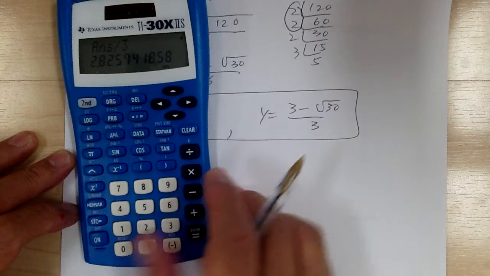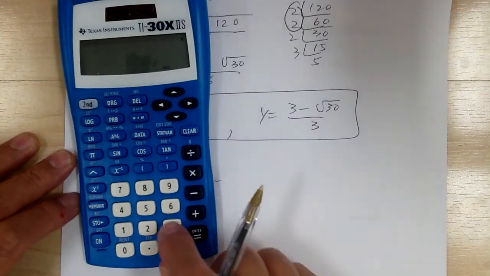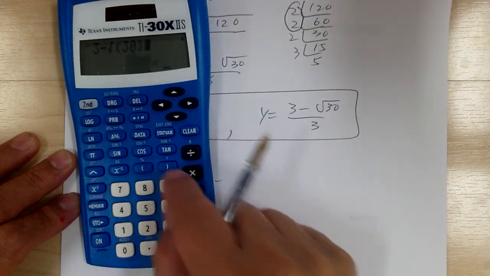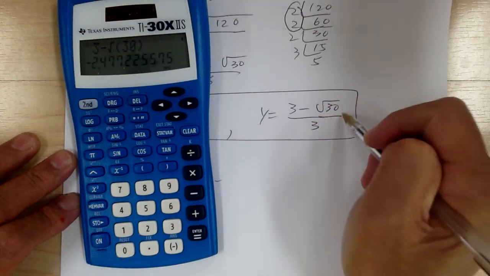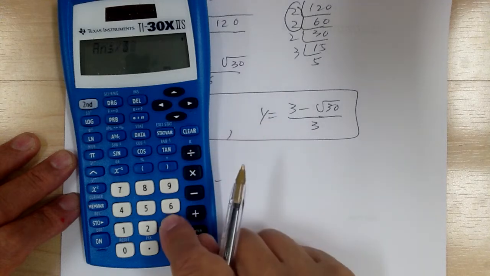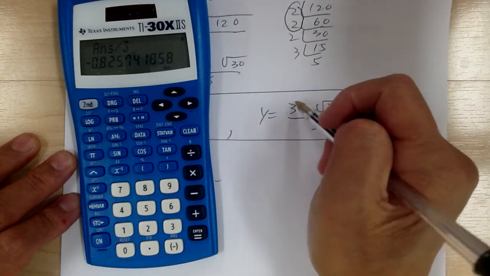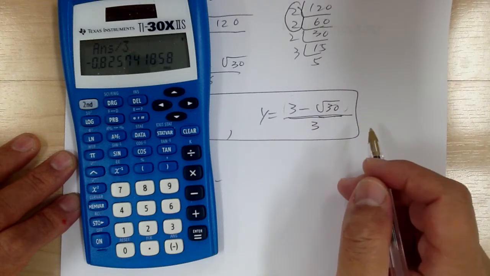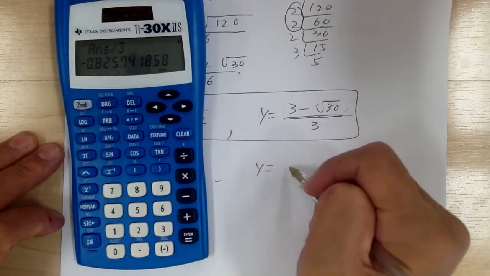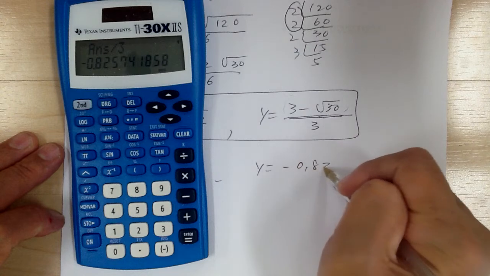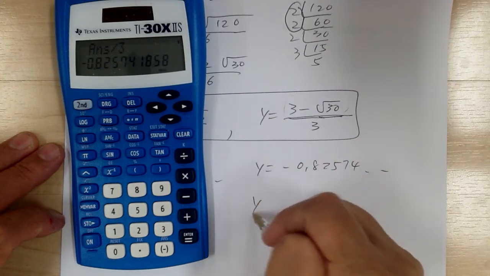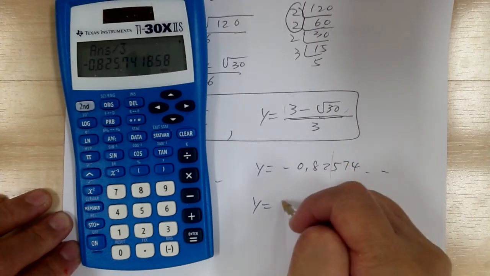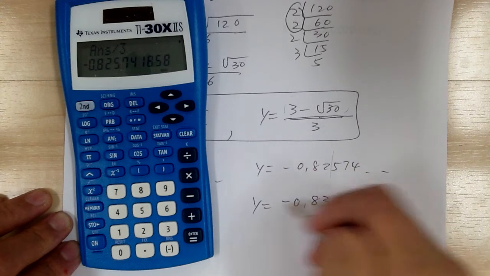For this part, you're going to do the same. So it'd be 3 minus square root of 30. Push equal, then you divide by 3. Now, if you don't want to do that, you have to put a big parenthesis around this. Okay. So you're going to get y equal to negative 0.82574, whatever. Again, to the hundredth, so it'll be chopped off right here. So 5, round it up, so it'll be negative 0.83.